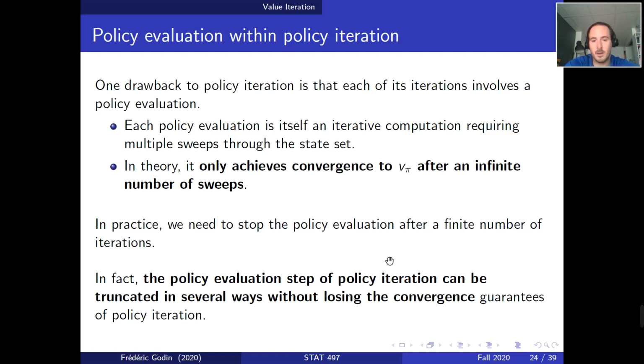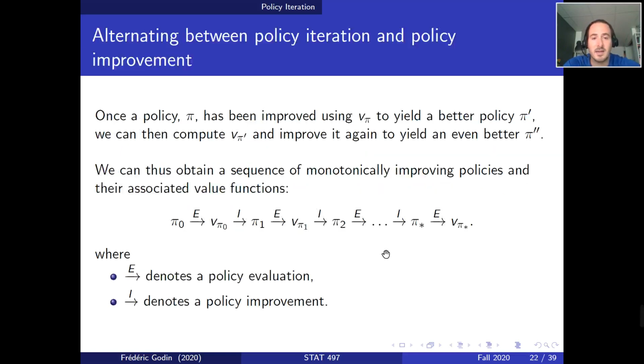This might be problematic because, let's go back a few slides. If every time you go through a policy evaluation it takes many iterations before having a decent estimate of the value function, this whole process will take a lot of time. Because if this takes a lot of time, and this takes a lot of time, and this takes a lot of time, etc., it ends up taking a very large amount of time.